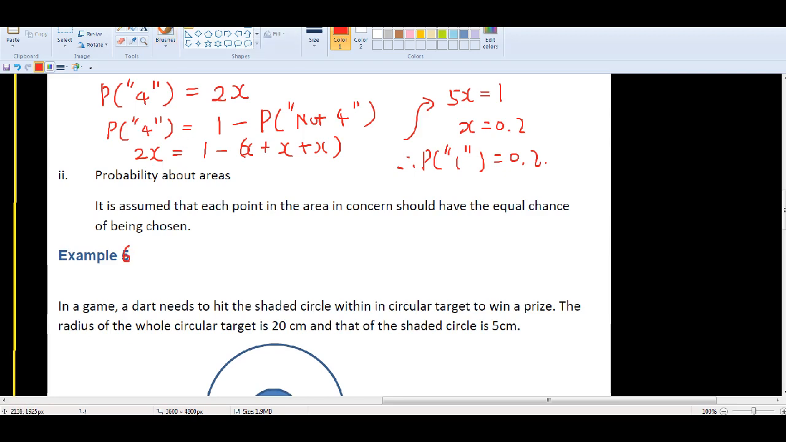Okay, so probability about areas. Sometimes we need to do the probability using the ratio of areas. The general assumption is that each point in the area in concern should have an equal chance of being chosen or being hit.